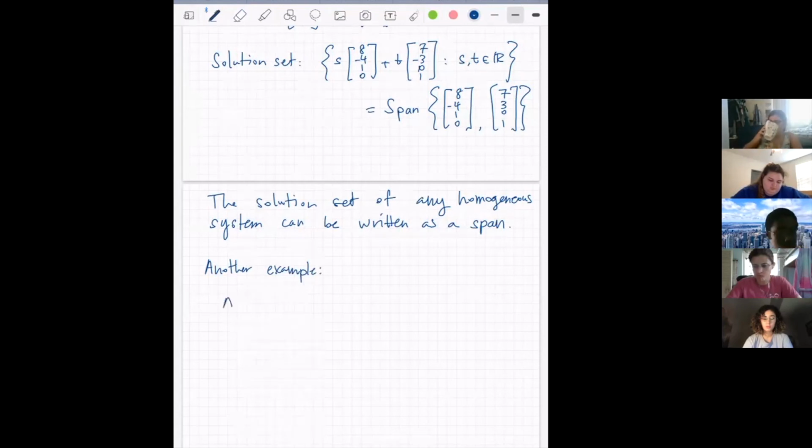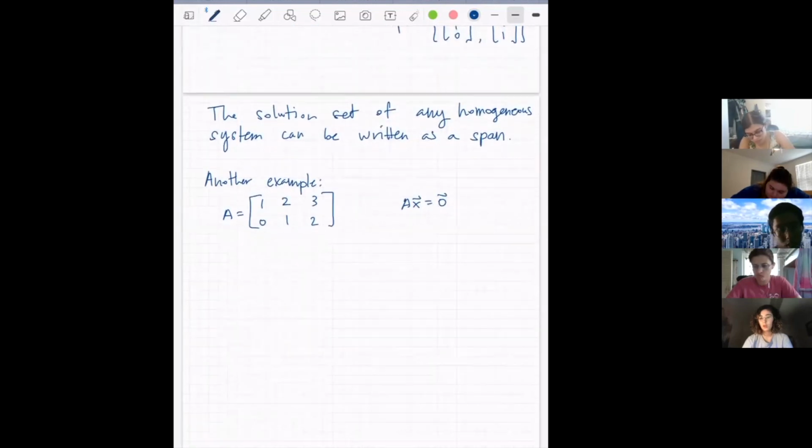So say we have a matrix 1, 0, 2, 1, 3, 2. Now, remember, we're talking about the homogeneous system of equations. So this will be set equal to 0. So the augmented matrix for this system would be 1, 0, 2, 1, 3, 2 with 0, 0. And if we want to put this in reduced row echelon form, we can, right?